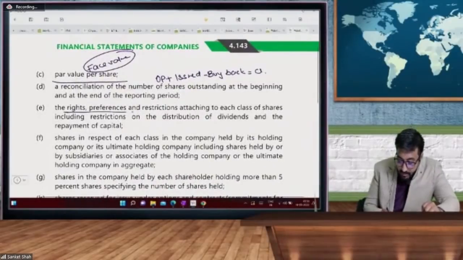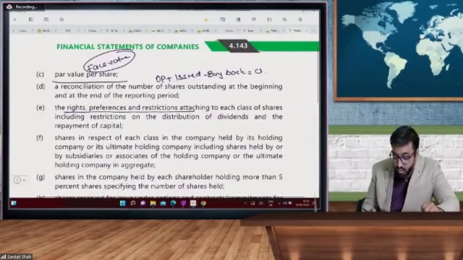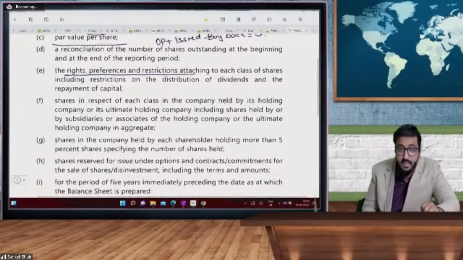rights, preference and restrictions attaching to each of the class of the share. So this you also have to write. So rights, preference, and restrictions.